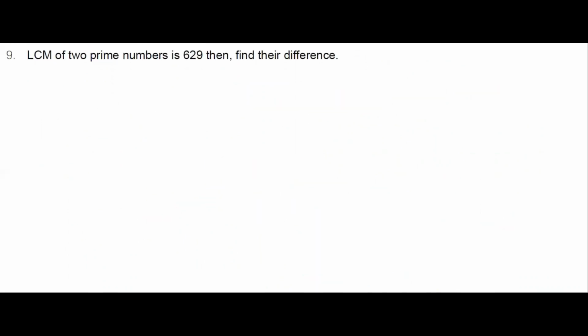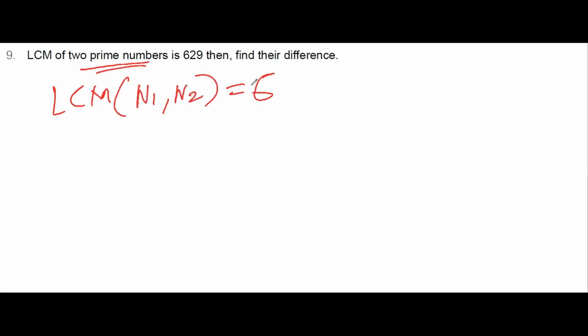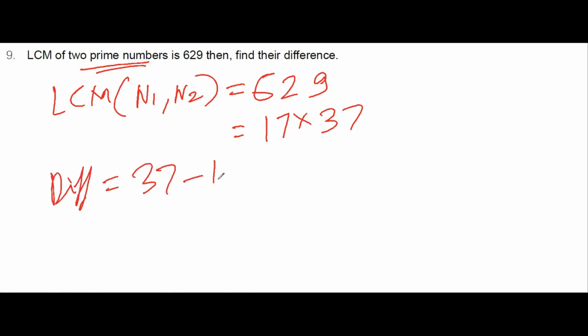Got it? Okay, so it says that the LCM of two prime numbers N1 and N2 is 629. Then find their difference. So I need to find the factors of 629. They are 17 and 37. So I need to find their difference. Difference will be 37 minus 17, that comes to 20. So 20 is the answer for this.